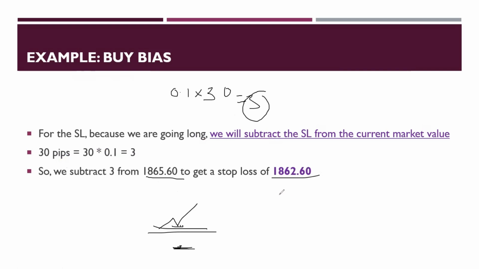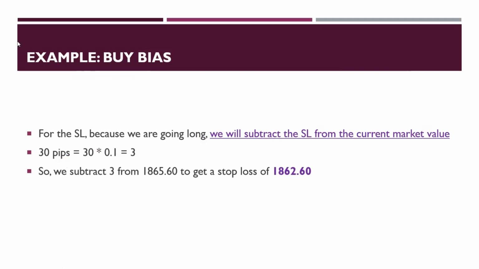1862.60, which means this is how it's going to be. All right, this is how it's going to be, because I'm risking how much? 30 pips. It's going to be this 3 subtracted from this particular current market price to get a stop loss of 1862.60. So far, I hope you are getting it. I can see you shaking your head. Yeah, well done. Let's move on.